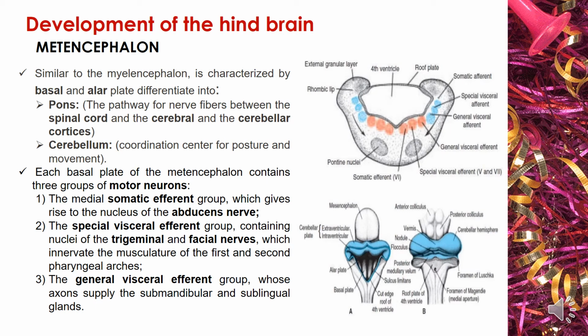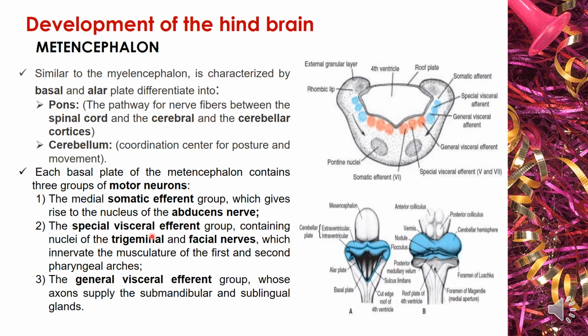Now, the metencephalon, similar to the myelencephalon, is characterized by basal and alar plates and differentiates into the pons, the pathway for nerve fibers between the spinal cord and the cerebral and cerebellar cortex. The second part forming the metencephalon is the cerebellum, the coordination center for posture and movement.